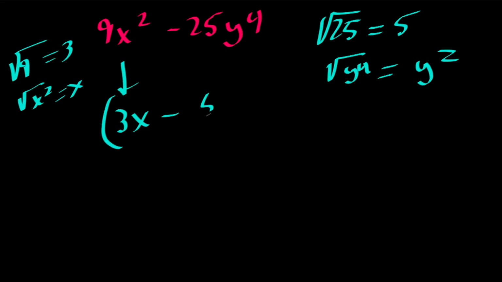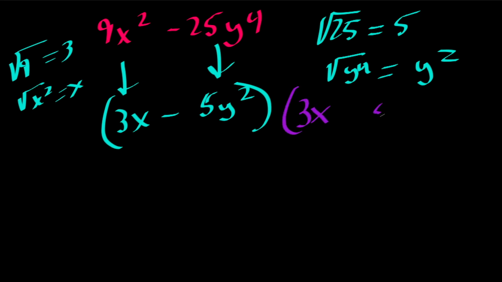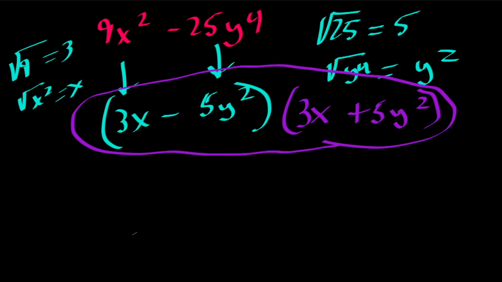So 5y squared is the square root of 25y to the fourth, which means that's a perfect square. So now this is one factor. My second factor would still use 3x and 5y squared, but now I just add in the middle. So then there are my factors.